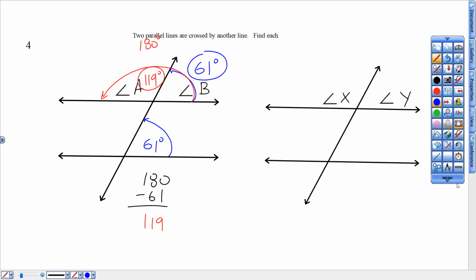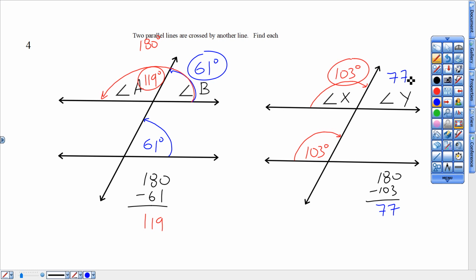This one right here, I give you the bigger angle, and then again I need you to see that this big angle is the same as this one. So this is where the 103 goes, right straight above. And then if I take that away from 180, that will give me what the small angle has to be right there, which I believe is 77. Make sure you're writing those labels up there. I don't need to see all these angles down here. I just need to see X and Y, or A and B. All right, moving on, number 5.